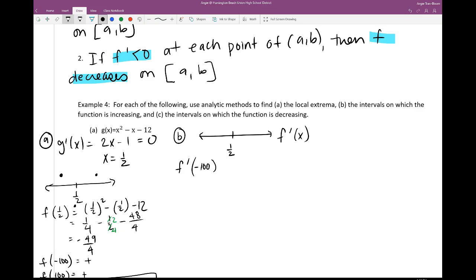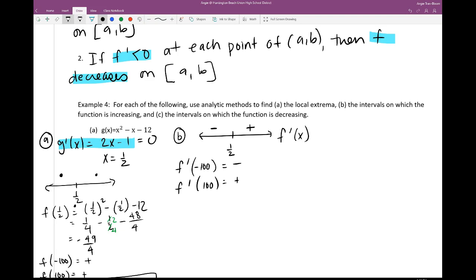I already have f prime. F prime is right here. So all I have to do is plug it in. I don't need an actual value. I just need to know it's positive or negative. Negative 100 times 2 is negative. So this is negative. F prime of 100 is positive. So this side is negative. This side is positive.